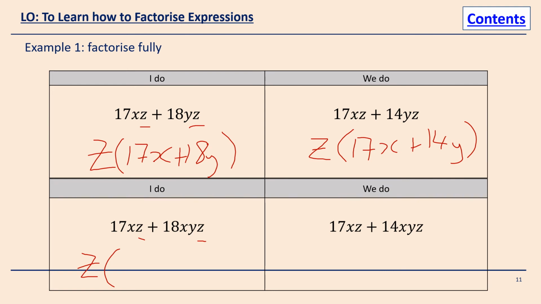So we could put 1 to the outside, but we still need to be able to put 17 on the inside. 17 times z, we need an x here as well. 17x times z is going to give us 17xz plus 18xyz, so we need xy in here, so we can have z to the outside. So z brackets 17x plus 18xy. Pause the video while you have a go at the we do.